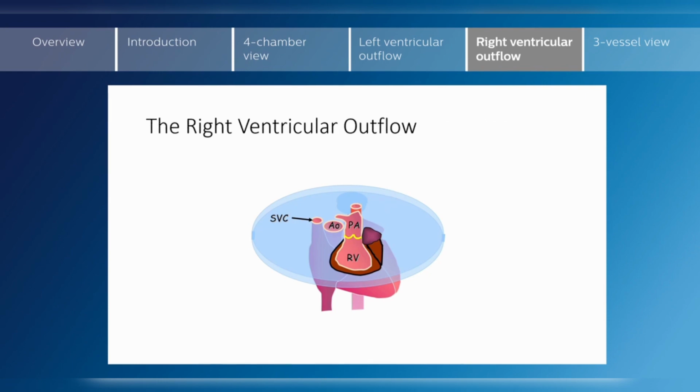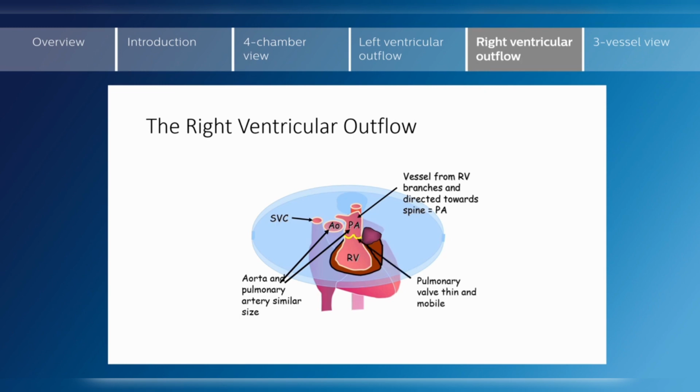As we sweep up again, we can see that the pulmonary artery is defined by the fact that it branches into the branch pulmonary arteries. The aorta and pulmonary artery should be of approximately similar size, usually with the pulmonary artery very slightly larger than the aorta, although there shouldn't be a major discrepancy in their size. The pulmonary valve should be thin and mobile, and a good way to assess this is by the fact that it can't be seen during systole. It appears during diastole as it closes and disappears during systole.